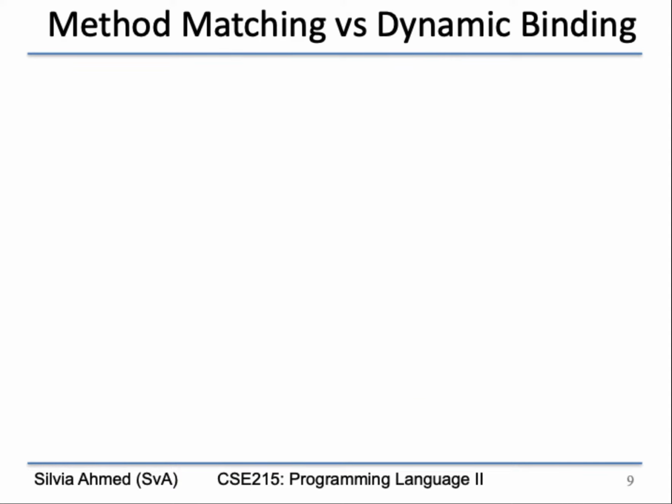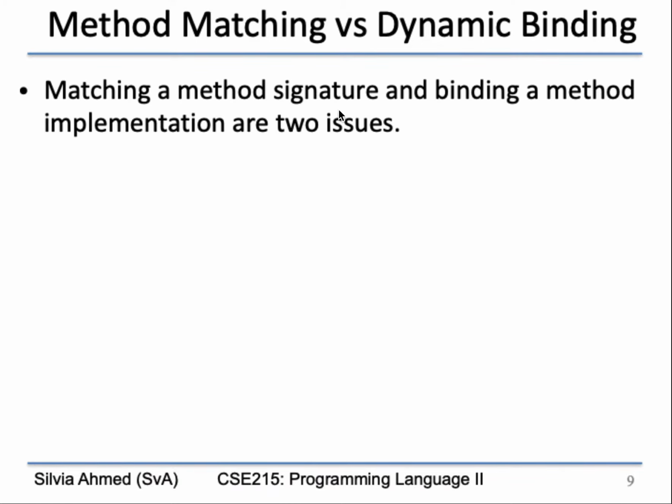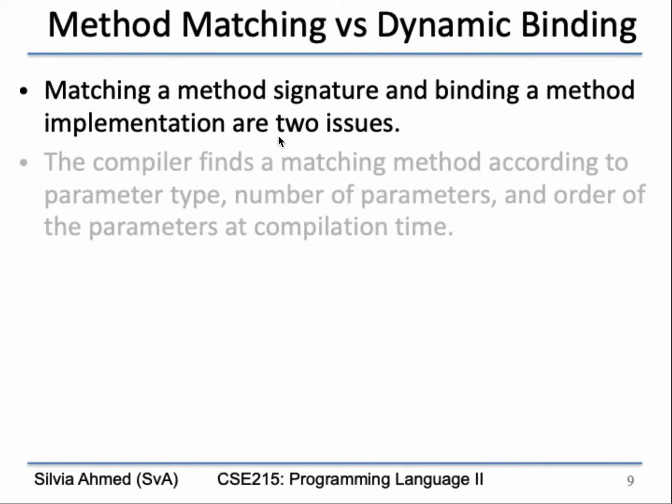So initially, we have seen method matching when we had method overloading. Now we have seen dynamic binding when we apply method overriding. So what's the difference? Matching a method signature, with the name, parameter list, number of parameters and so on, and binding a method implementation, that means where the method signature is the same, the return type is the same, only the implementation along the inheritance chain differs, these are two different issues.